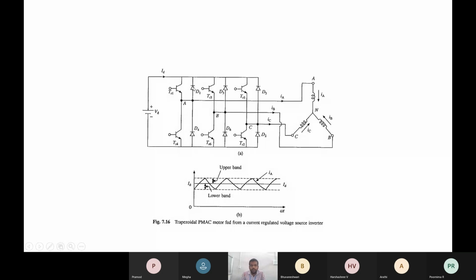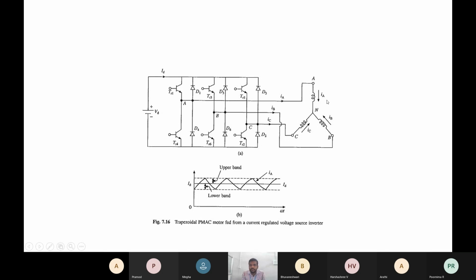For thyristor 1, D1 will be there. For thyristor 3, D3, and for thyristor 5, diode D5. Like that you have to give the nomenclature. That is the most important thing while drawing the circuit diagram of a VSI, CSI, whatever.